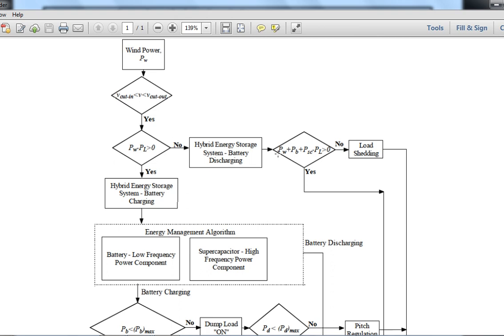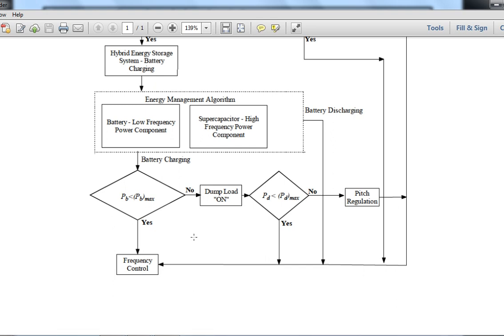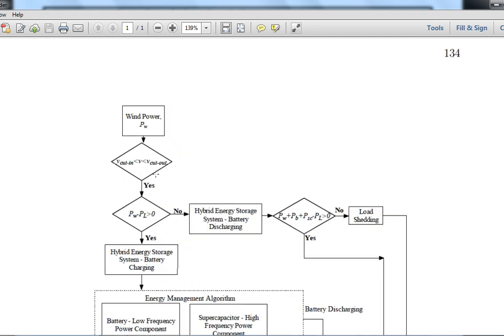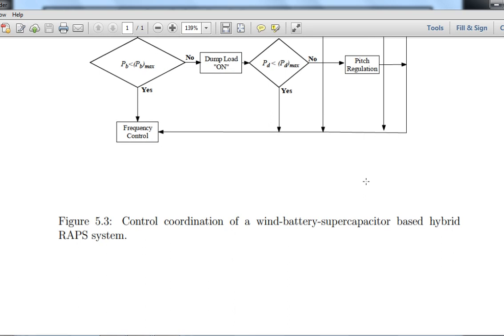And if still the load is more, then one can go with the load sharing control, and ultimately we have the frequency control. Now if there is a lesser amount of load, then we have the dump load control technique. Again, if it goes with the wind speed, and it is in the considerable range of the blade control technique, there will be a pitch control regulation of the turbine. So this is the control coordination of a wind battery supercapacitor based hybrid system.